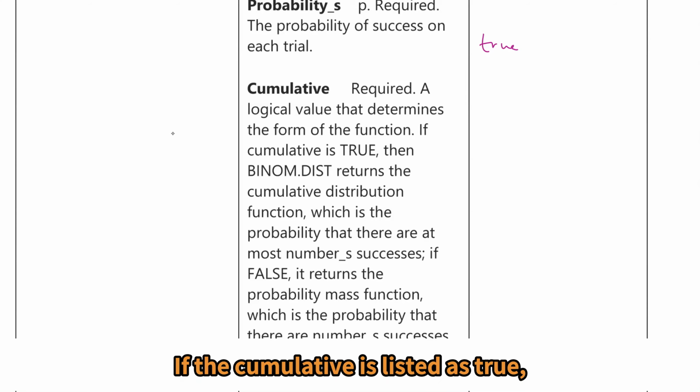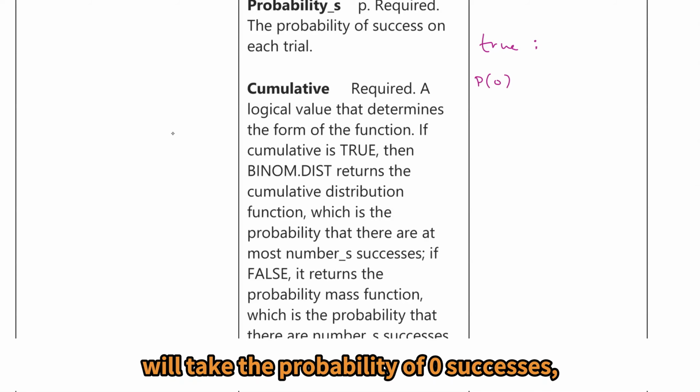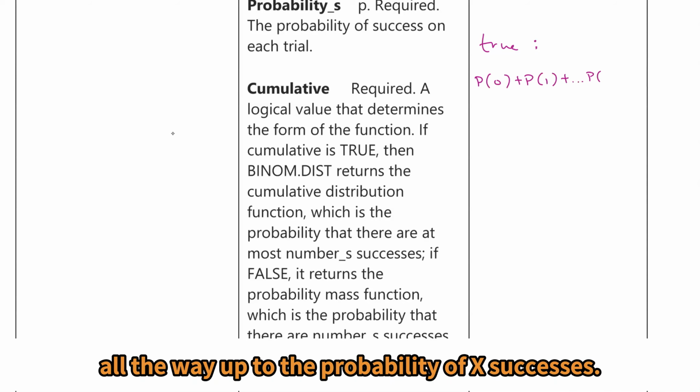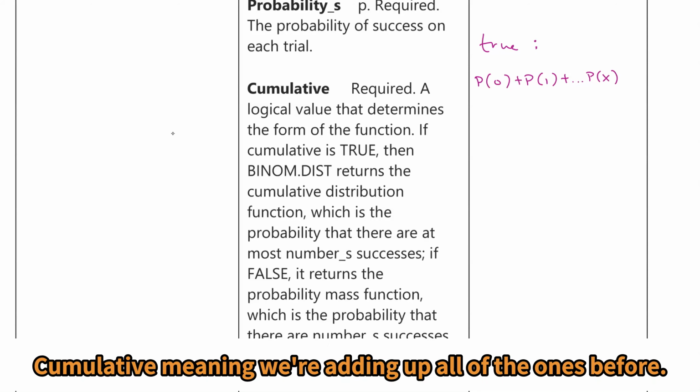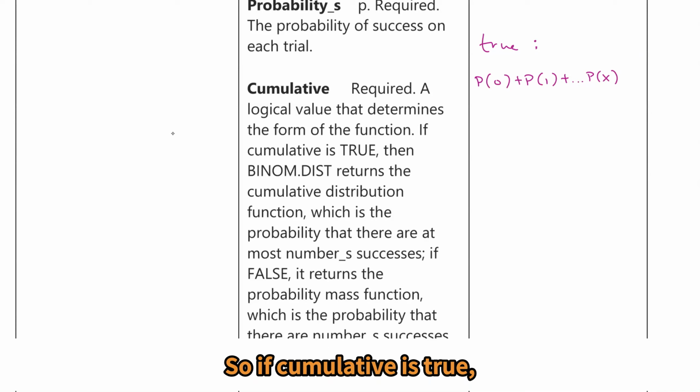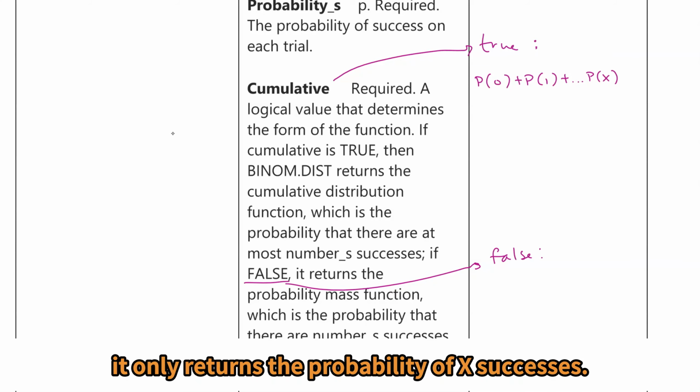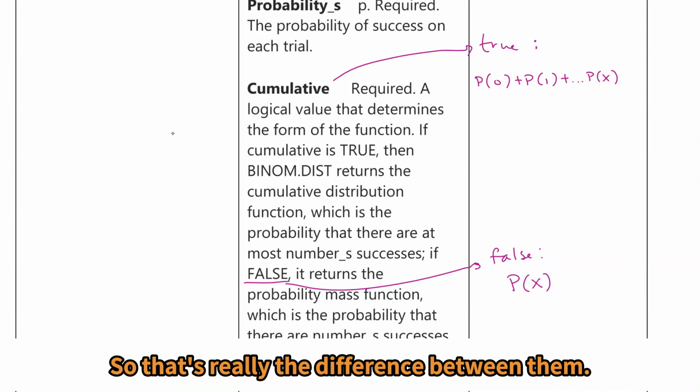If the cumulative is listed as true, we'll take the probability of 0 successes plus the probability of 1 success all the way up to the probability of X successes. Cumulative meaning we're adding up all of the ones before. So if cumulative is true, we add up all the ones before. If cumulative is false, it only returns the probability of X successes. So that's really the difference between them.